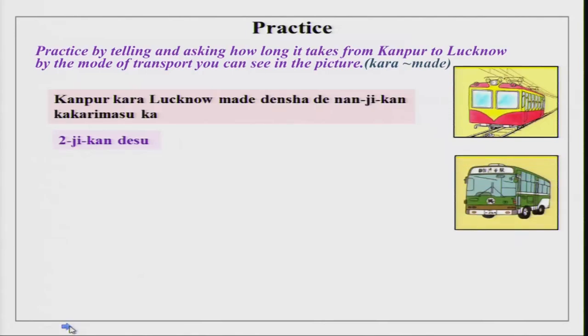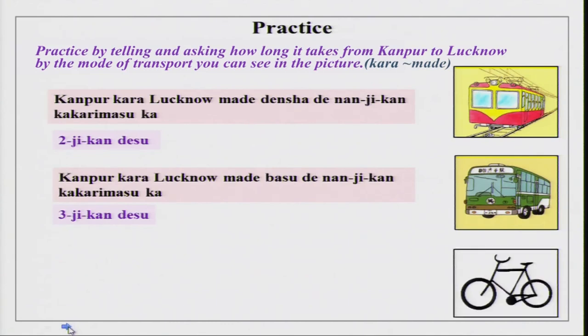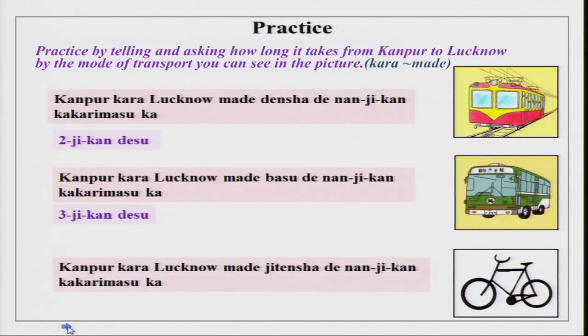Nijikan desu. Now, we have another picture for you. There is a bus here. Same question. Kanpur kara Lucknow made bus de nanjikan kakarimasu ka? Well, sanjikan desu. Then we have what mode of transport? We have a cycle. So, jitensha. Kanpur kara Lucknow made jitensha de nanjikan kakarimasu ka? Of course, the fastest would be the train, then the bus and then the cycle. Let us see how long it takes. Rokujikan desu. So, this is how you could tell by what mode of transport how long it takes.